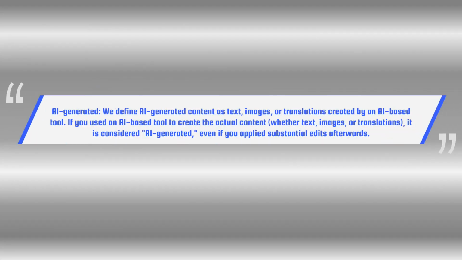AI-generated. We define AI-generated content as text, images, or translations created by an AI-based tool. If you used an AI-based tool to create the actual content, whether text, images, or translations, it is considered AI-generated, even if you applied substantial edits afterwards.